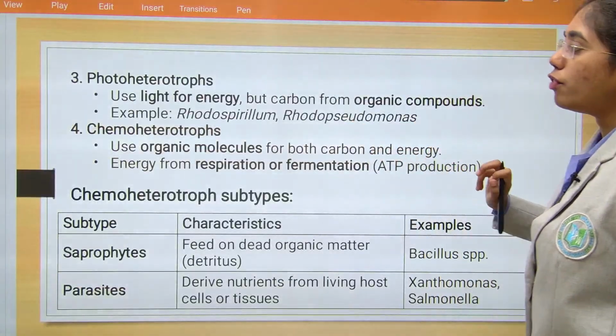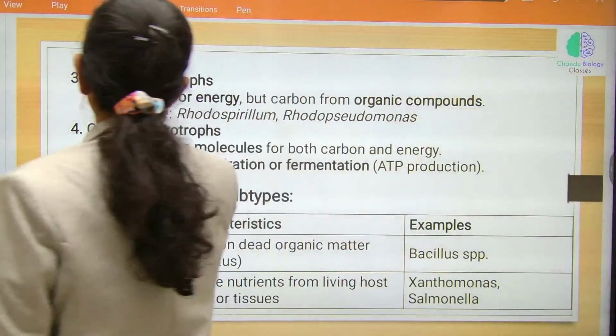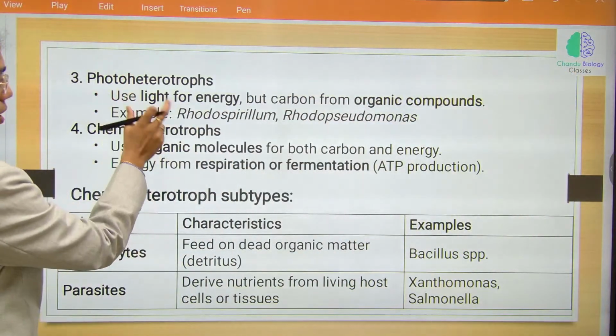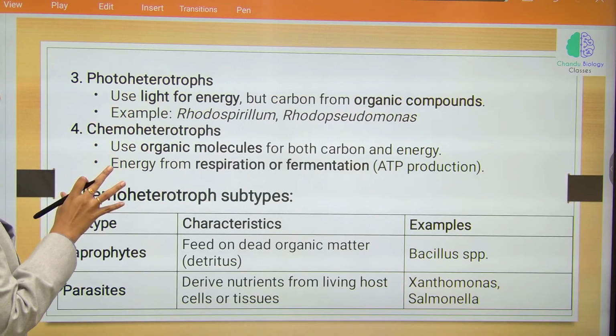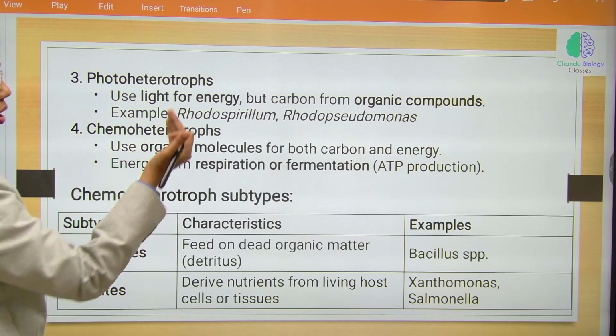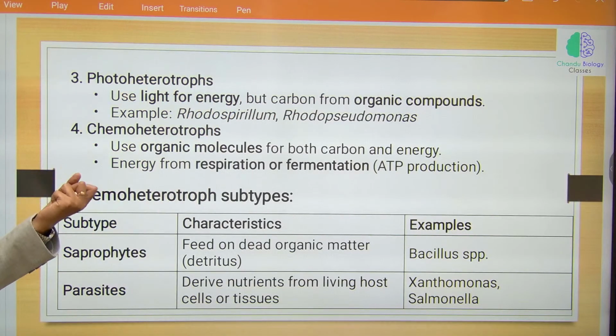Photoheterotrophs, the name itself is saying, right? Photo means the light energy will be sunlight. Heterotrophs means they are not oxidizing by themselves. Carbon is from other source, from organic compounds here. They are taking up carbon from organic compounds. Example is Rhodospirillum and Rhodopseudomonas.